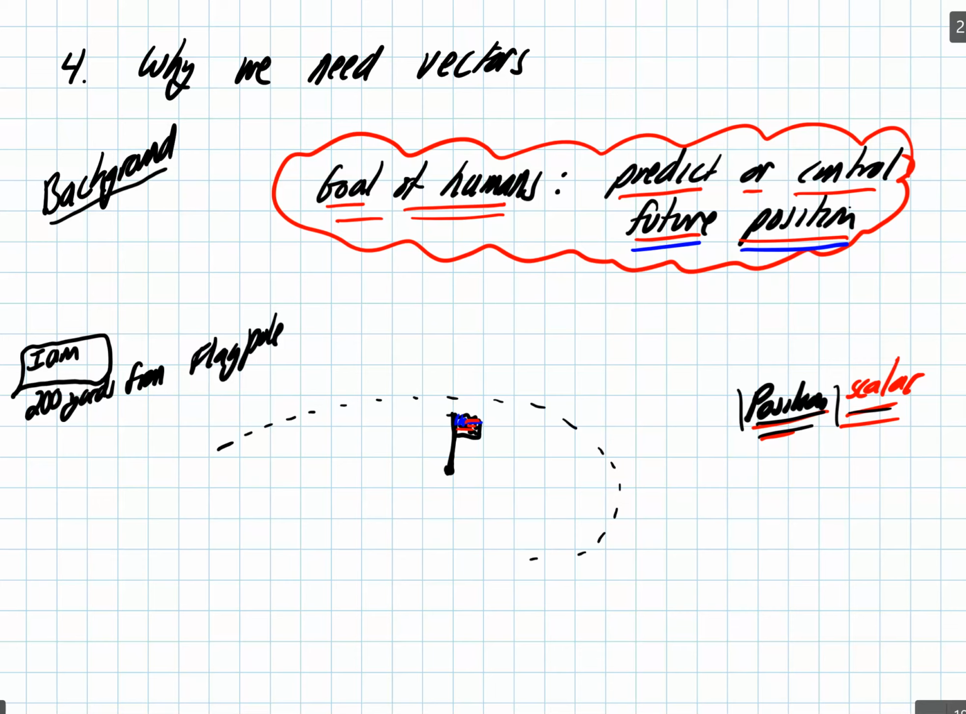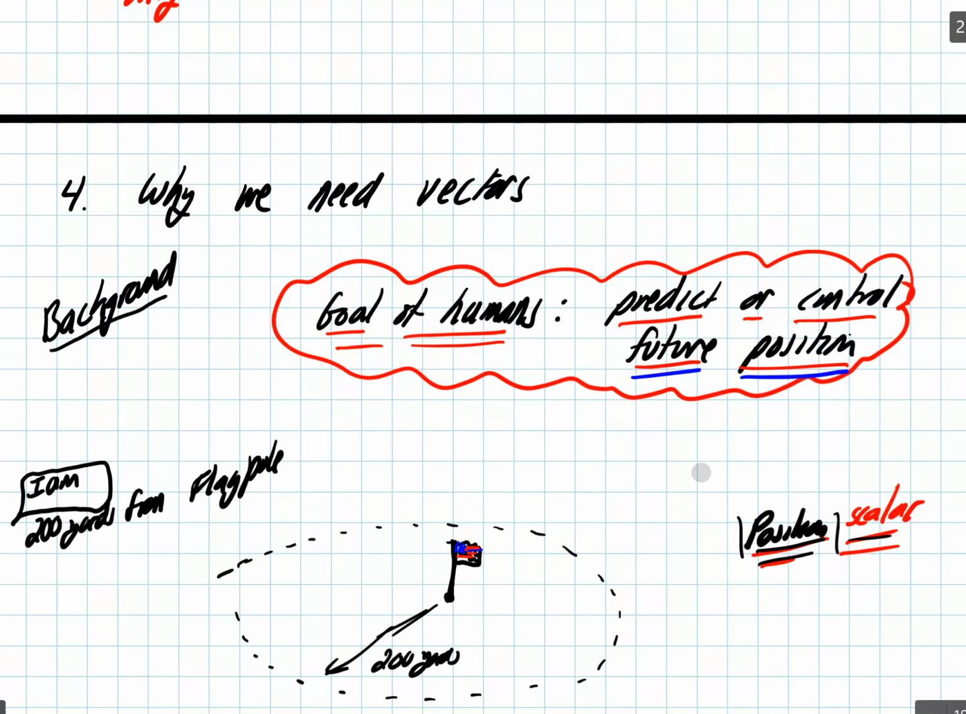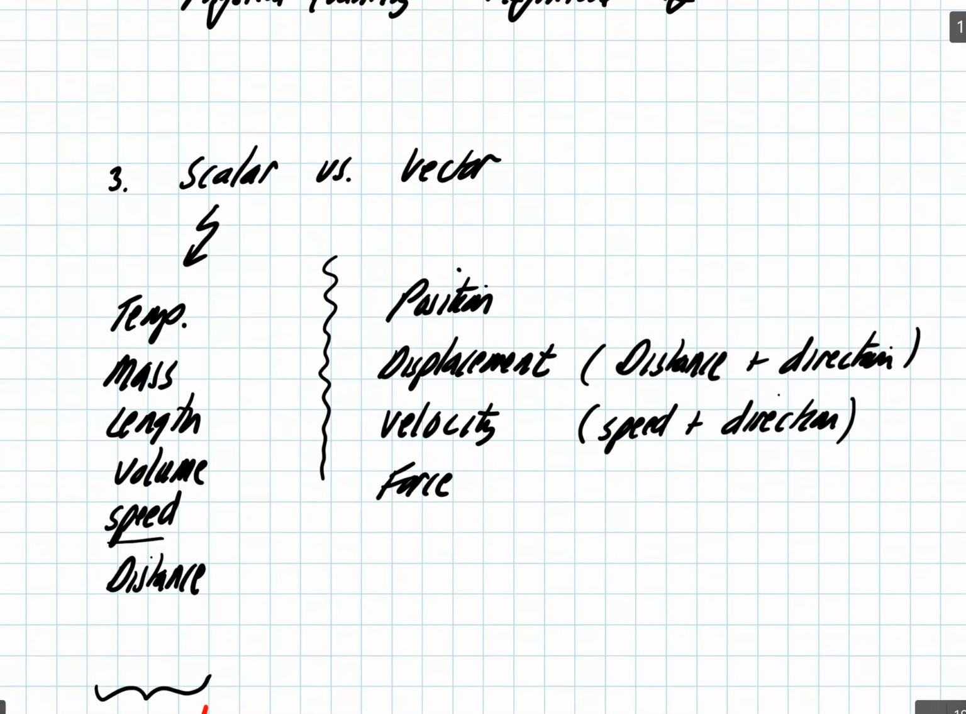All we know basically is that you are somewhere 200 yards from the flagpole. That's not good, because if we don't even know where you started from and you begin to move in the future, there's no way we're going to be successful. So for all these, that's why direction is such a key feature of where you start from or where you are at a certain time.